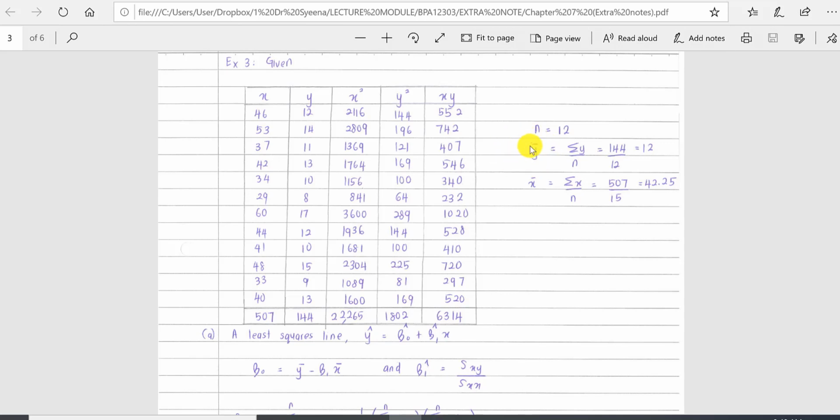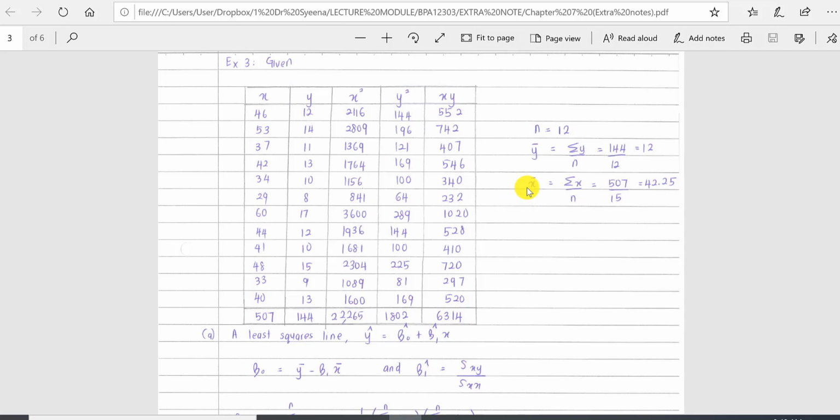The mean is the average. That means if you want to calculate the mean of y, it is equal to the summation of y, the total of y, divided by n. So for this example, the summation of y is equal to 144, and n is equal to 12. Then you get 12.